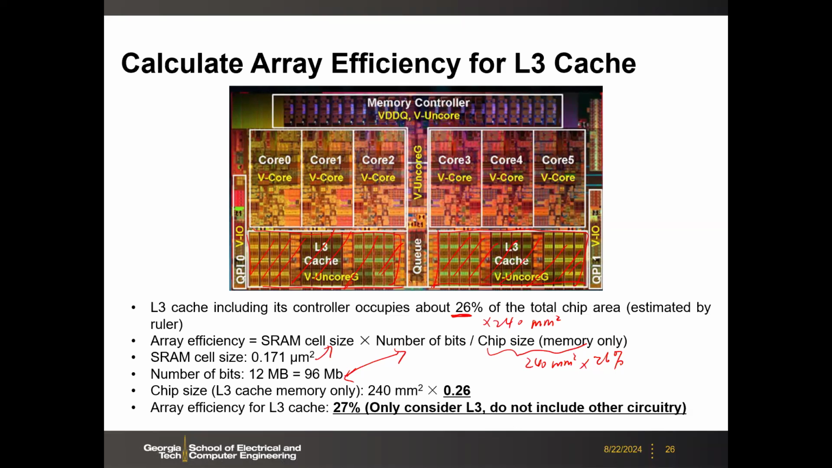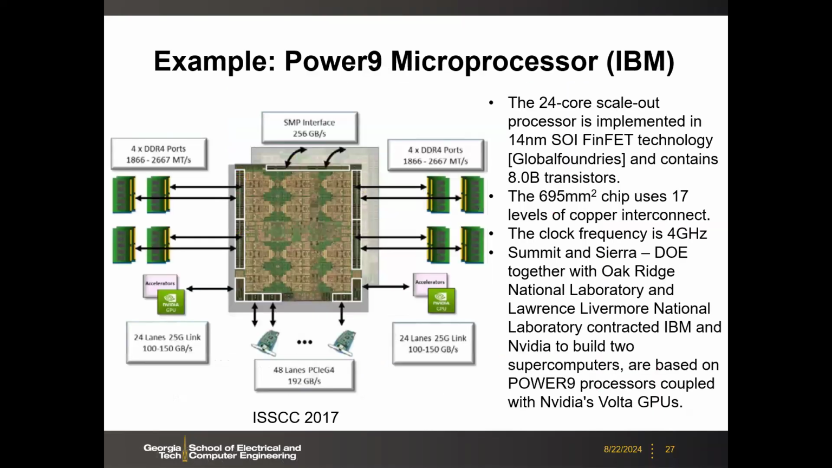Any questions here? Okay, so the SRAM array efficiency is on the lower end. For DRAM and NAND, you will see 60% or even 80%. So let's look at other designs.